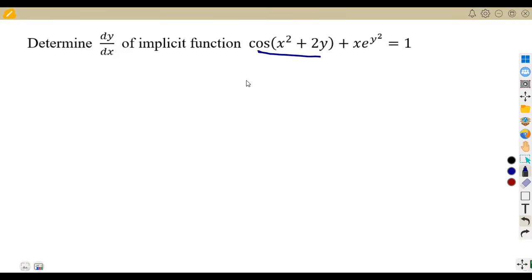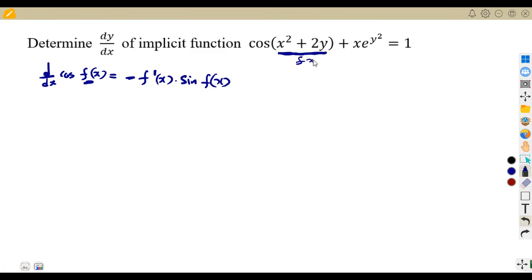We are having a cos in this case. Okay, let us consider the derivative of a cos. We know that the derivative with respect to x of cos f(x) is going to be minus the first derivative of f(x) times sin f(x). All right, this is what we understand from our cos. Meaning to say this whole part here is referred to as a function of x, whereby we are supposed to determine its derivative.